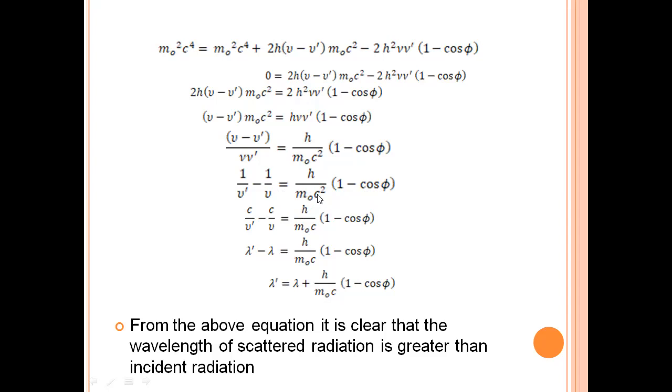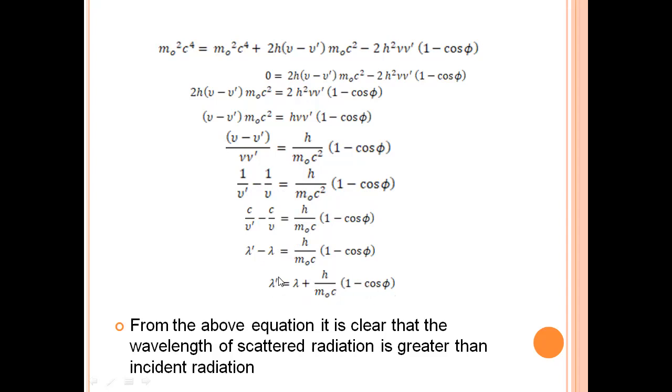Now from this right hand side term, if you observe, the denominator is having c square. Now get 1 c from this denominator onto the other side, left hand side. Then it will be rearranged as c by nu prime minus c by nu is equal to h by m naught c into 1 minus cos phi. c by nu prime is nothing but lambda, wavelength. So lambda prime minus lambda is equal to this one. So lambda prime is equal to lambda plus h by m naught c into 1 minus cos phi.